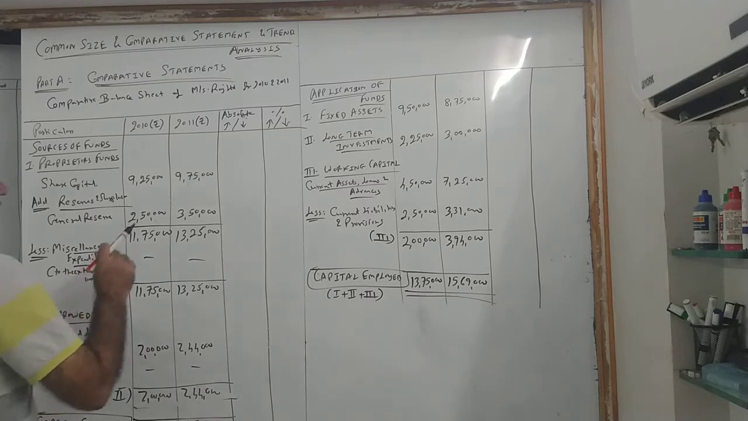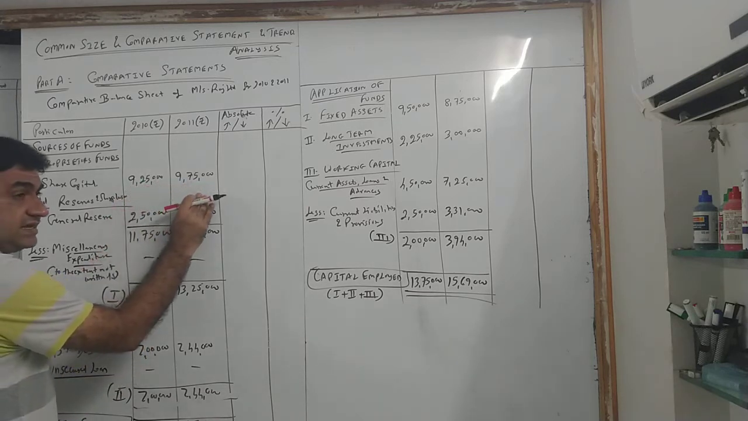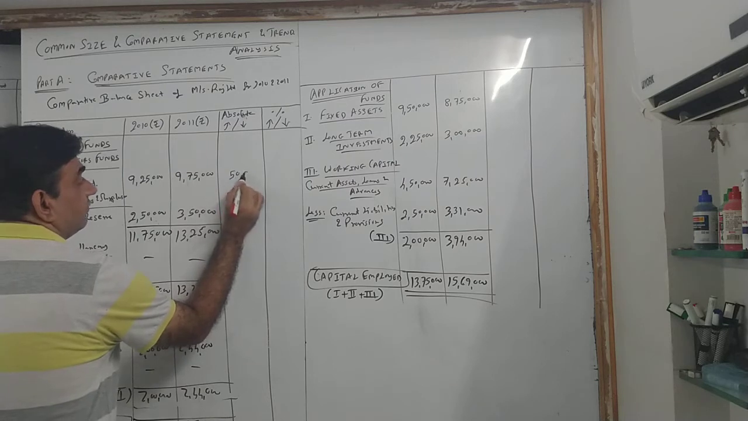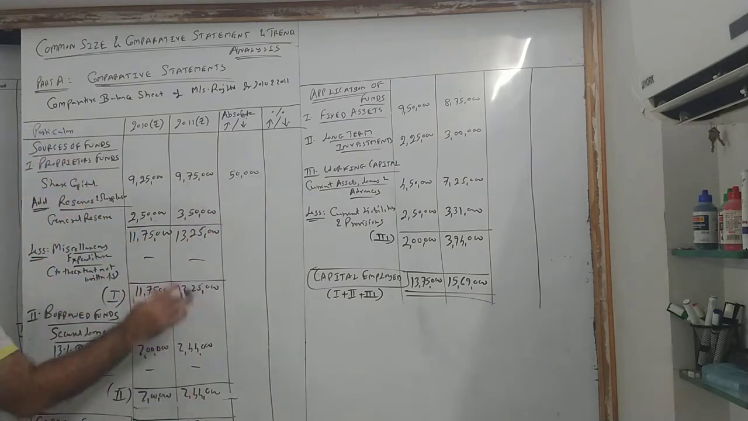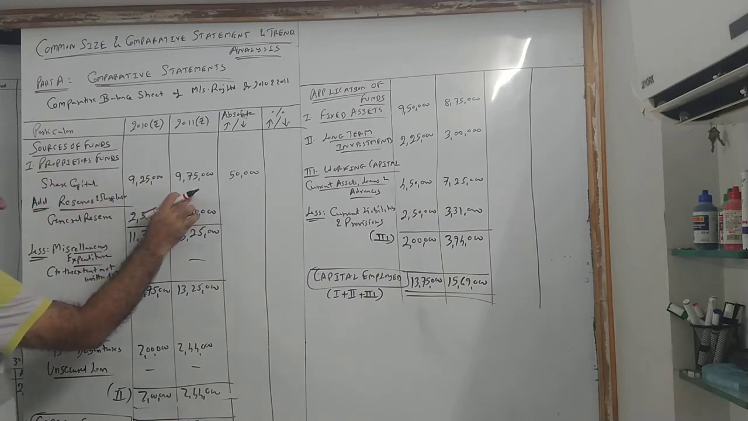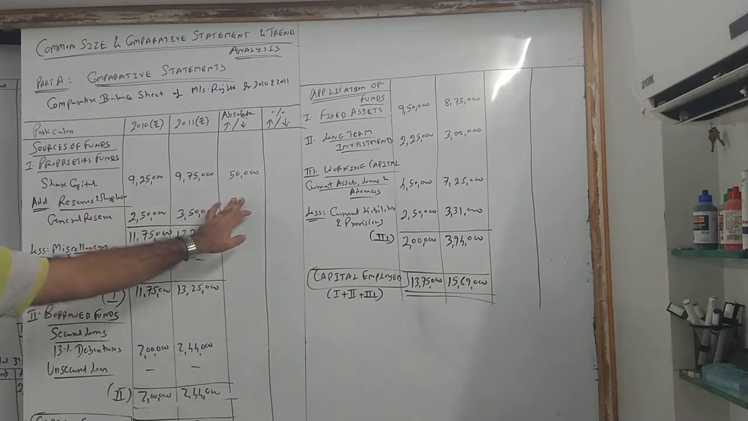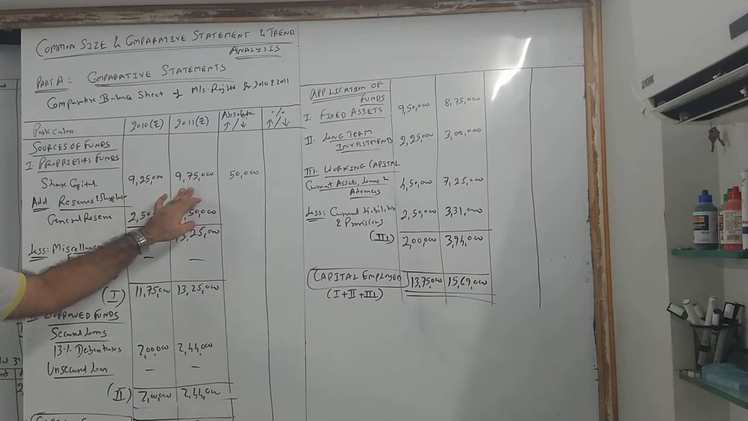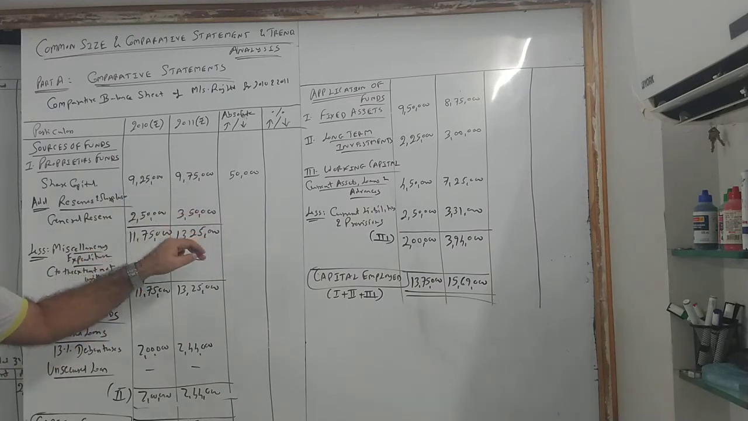So see what you will do. 925, 975. Can I say there is an increase of 50,000? So 975 minus 925, 50,000. You have to take the difference between second year and first year. First year is 925, second year is 975. So the share capital has increased by 50,000. If first year was more, second year was less, it would have been a negative figure. Okay? Next.